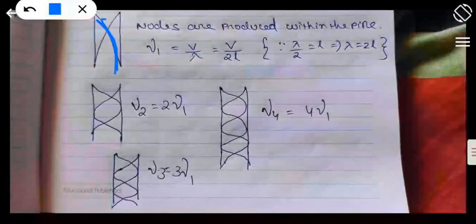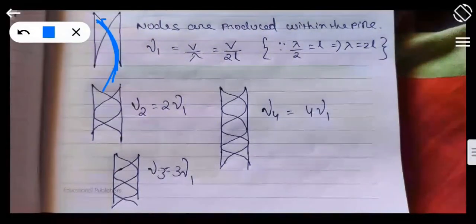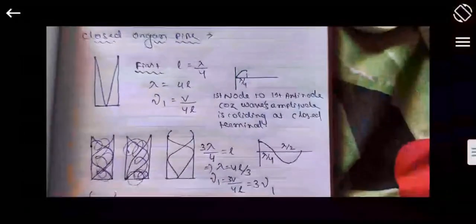So you can say it is forming a half wave. Which side is open? So you can consider. Okay, so this thing is there, right? So now let's see one of the cases. This is the first harmonic. Let's see the second harmonic case.